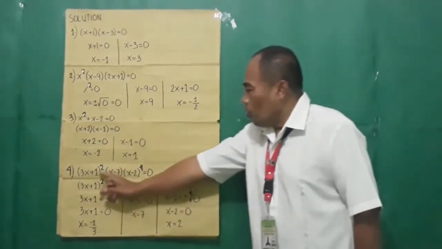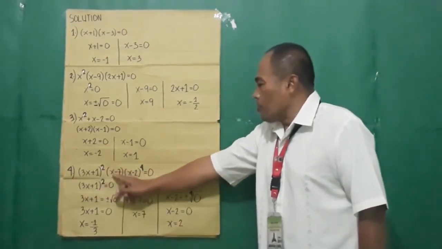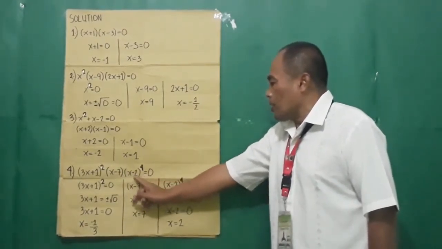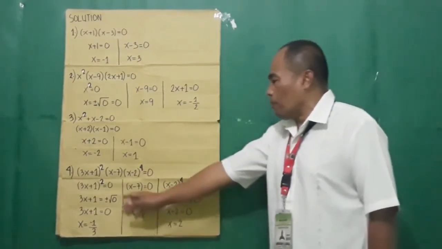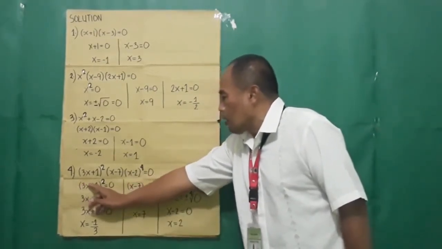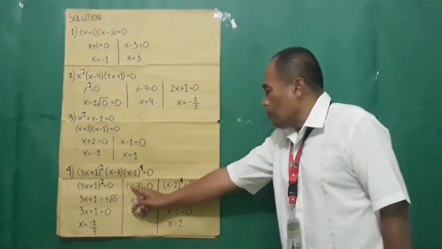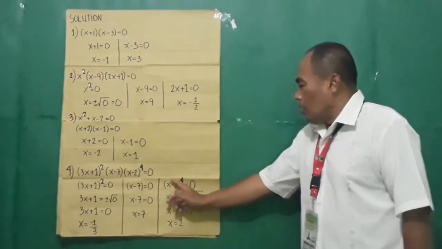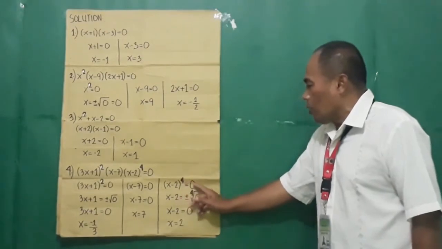Number 4, (3x + 1) squared times (x - 7)(x - 2) to the 4th power = 0. Use the zero product property. So, (3x + 1) squared = 0. Then, x - 7 = 0. Then, (x - 2) to the power of 4 = 0.